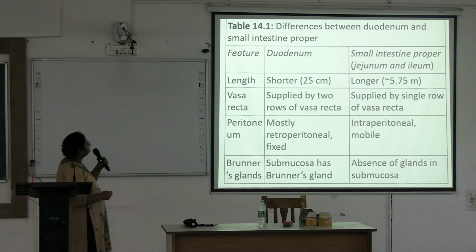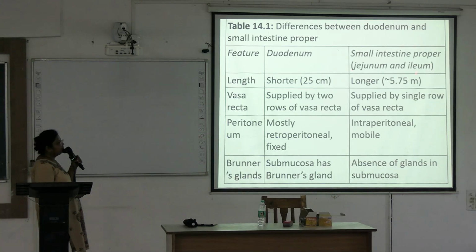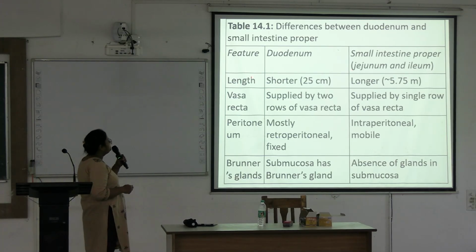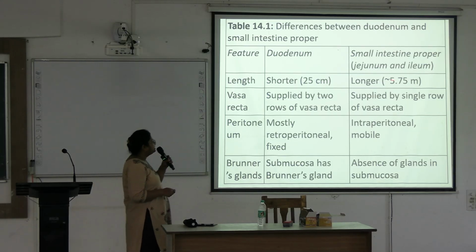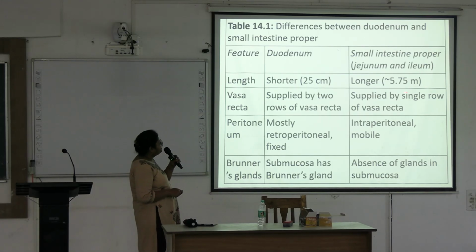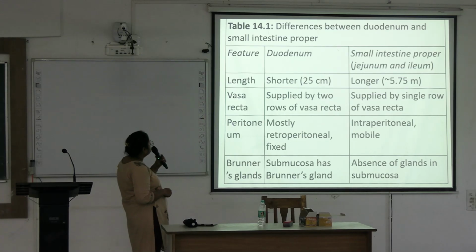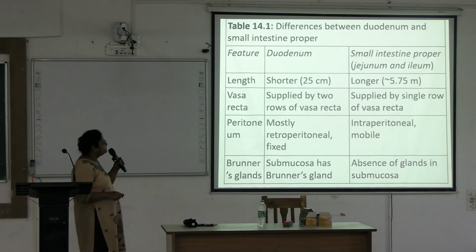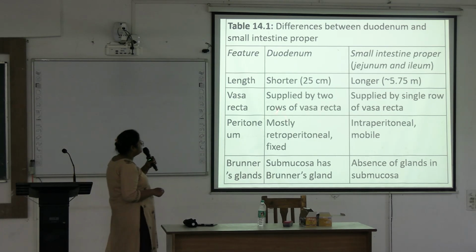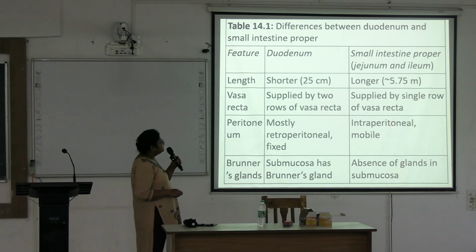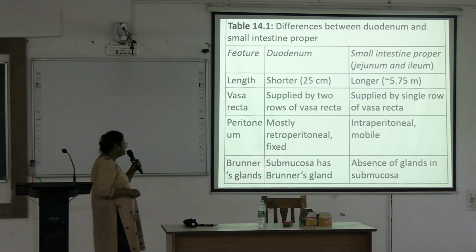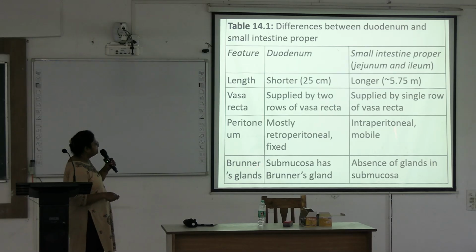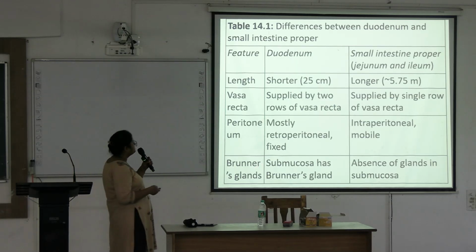So these are the differences between the duodenum and small intestine proper, jejunum and ileum. Duodenum length is shorter, about 25 cm. Other part of small intestine is longer. It has 5.75 meter. The jejunum and ileum are supplied by 2 rows of vasa recta. Here it is supplied by single row of vasa recta. Duodenum is mostly retroperitoneal and fixed. The rest is intraperitoneal and mobile. It has a mesentery. Brunner's glands are present in the submucosa of the duodenum. They are absent in the submucosa of other parts.